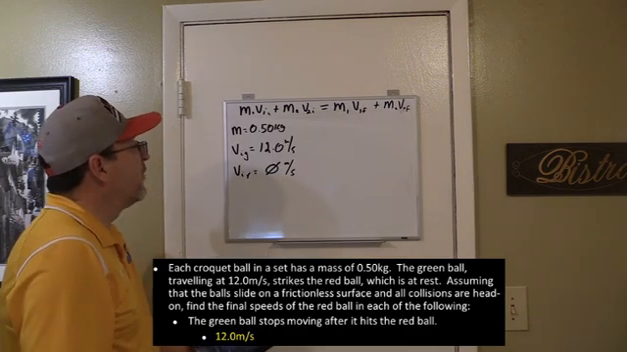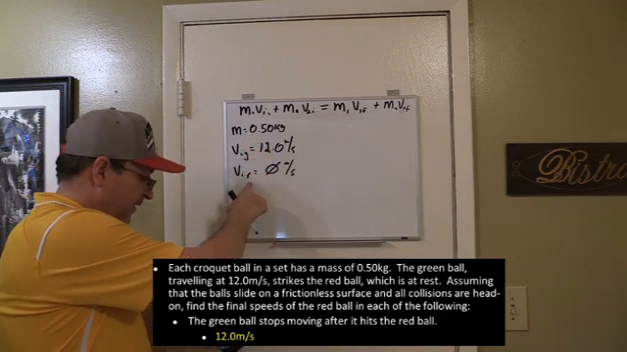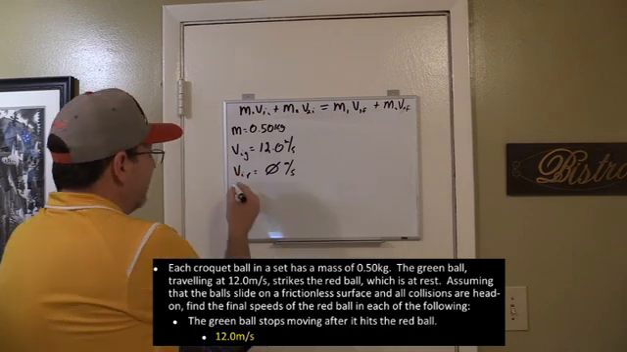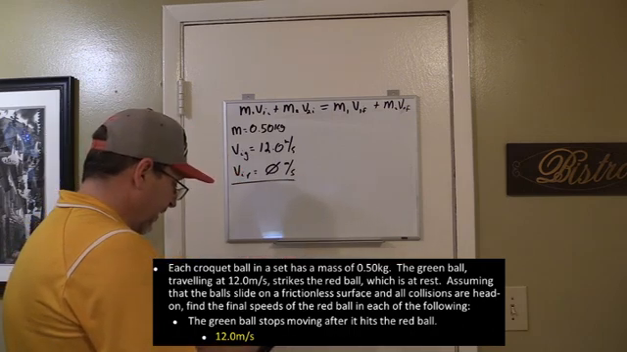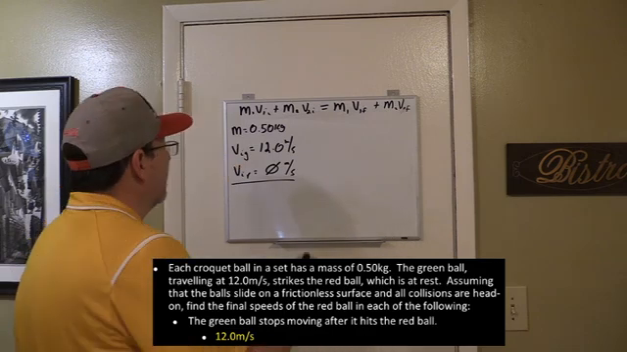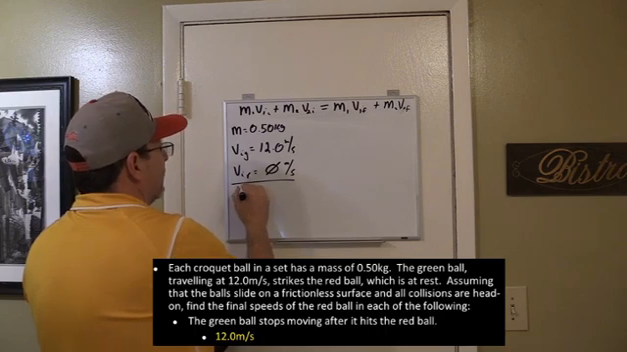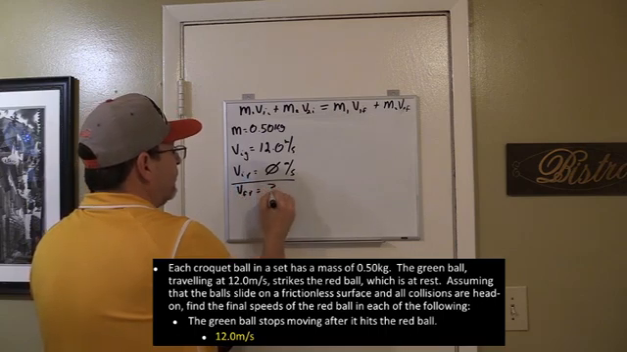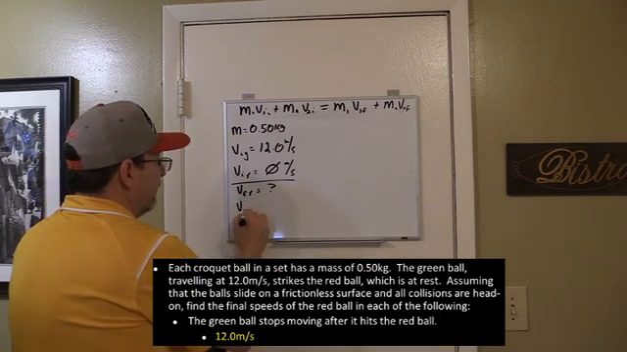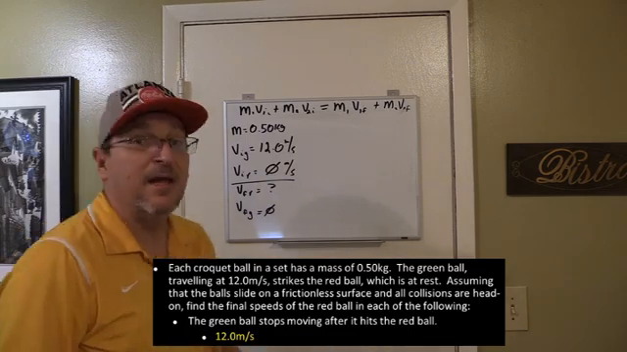Okay, so that's what it's giving us so far. It's giving us the mass of both balls and then the initial velocities. Okay, so then for the first problem, it says that the green ball stops moving after it hits the red ball. Okay, so we're looking for the velocity final of the red ball. In this case, we know the velocity final of the green ball is equal to 0 because it comes to a stop.